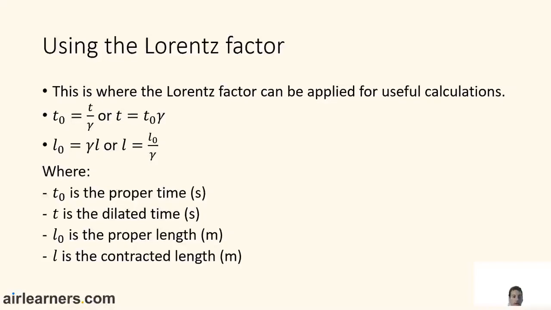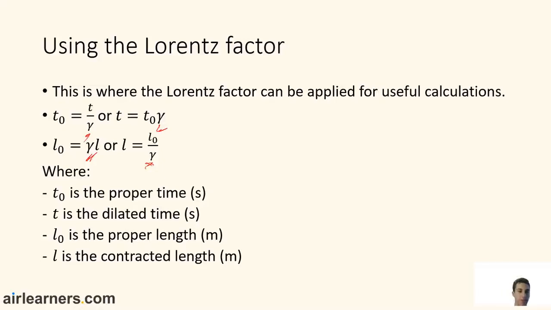Using the Lorentz factor. This is where the Lorentz factor can be applied for useful calculations. These are our formulas that we use in special relativity. I have gone with the convention of putting a 0 as a subscript for the proper measurements, and simply the letters where appropriate for length and time. Gamma, which is the other symbol here, and here, all of these, that's the Lorentz factor. If you need a refresher on that, you can have a look at the previous lesson, lesson 7, which deals with an introduction to special relativity.